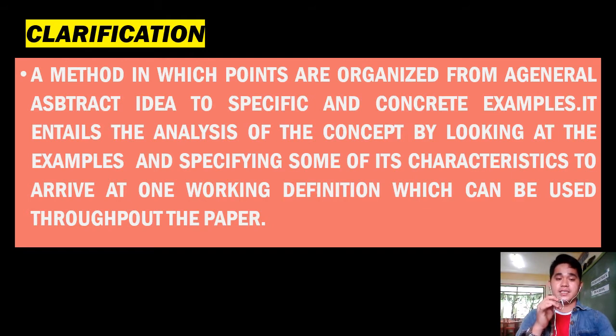While clarification is a method in which points are organized from a general abstract idea to specific and concrete examples. So it comes from a general deductive method, general to specific. It entails the analysis of the concept by looking at the examples and specifying some of its characteristics to arrive at one working definition which can be used throughout the paper. So clarification begins with a general idea. Say, for example, what are the problems of senior high school students? So that is a very general one.